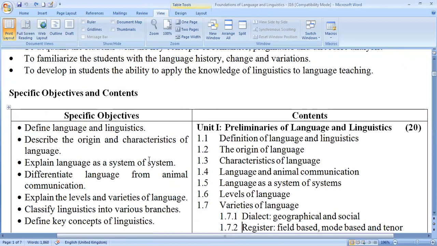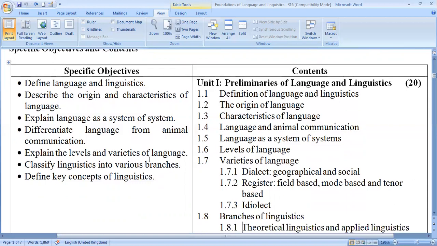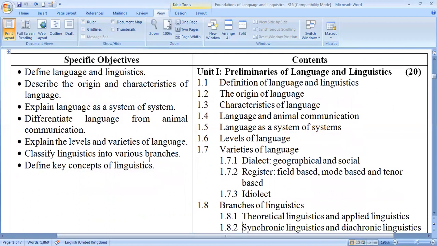Now let's go through the content here. We have unit first. The unit first is preliminaries of language and linguistics. Under this unit, students have to learn definition of language and linguistics. Linguistics, the scientific study of language, students have to learn this, and then the origin of language, then the characteristics of language, language and animal communication.